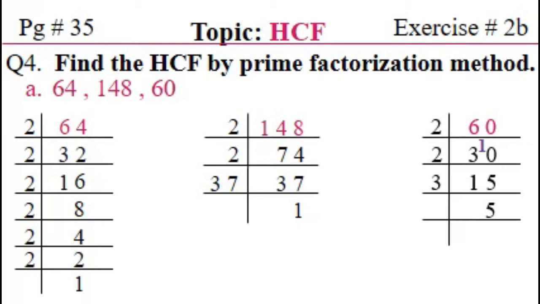Now we've got the number 5. 5 is not divisible by 3, right? Therefore, we'll move to the next prime number, which is 5. So 5 times 1 is 5. So now we are done with the first step, where we were supposed to find out the prime factors of the given set of numbers.